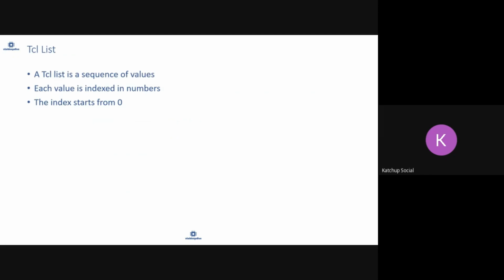So, the Tcl list. A Tcl list is a sequence of values. So far we had seen a variable s defined, and that held only one value. A Tcl list is a sequence of values. Now each value, similar to C arrays, is indexed by numbers. So think of a list as a collection or a sequence of values.